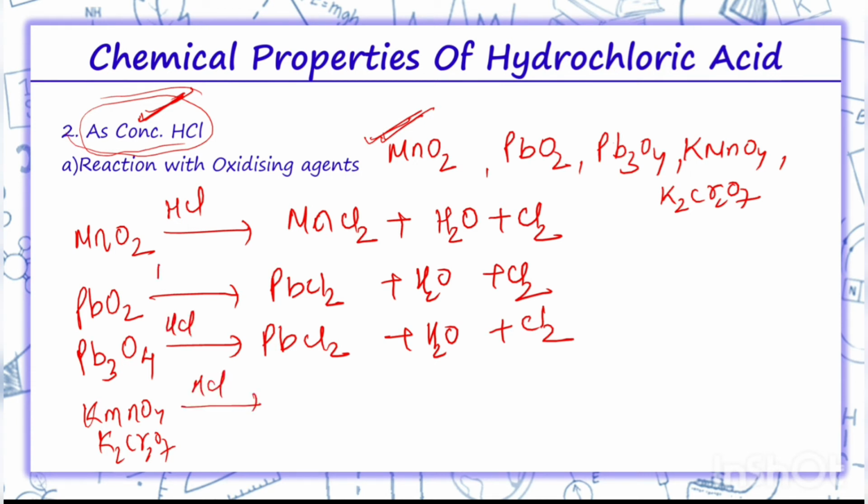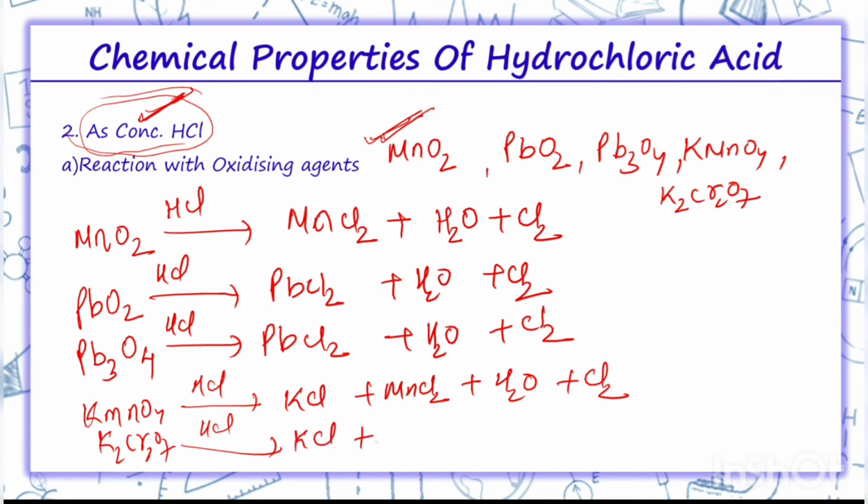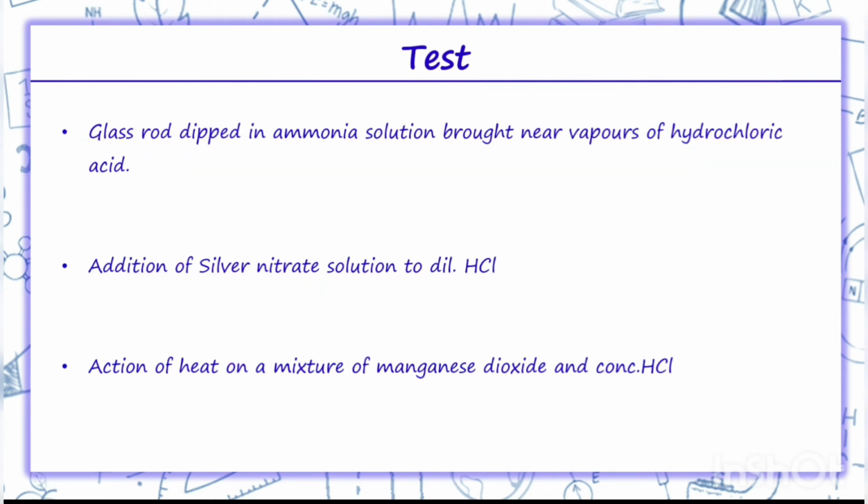Similarly, HCl when it reacts with KMnO4 forms KCl, MnCl2, H2O plus Cl2. Similarly, K2Cr2O7 when it reacts with HCl forms KCl plus CrCl3, H2O plus Cl2. So these are the properties of HCl as a concentrated acid.